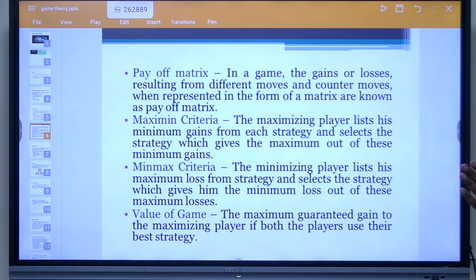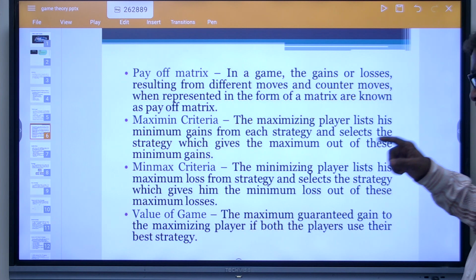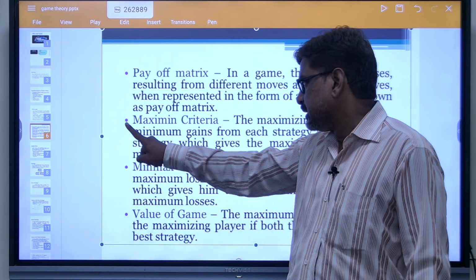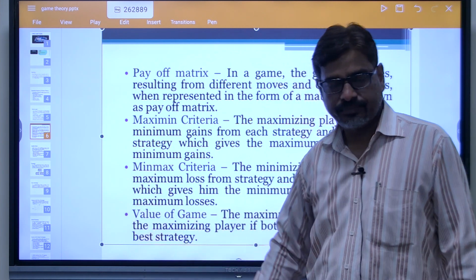We have some criteria for finding the solution of game theory problems. The criteria are the maximin, the minimax and the value of the game. These three things are determined for the solution of the game: the maximin criterion, the minimax criterion and the value of the game.